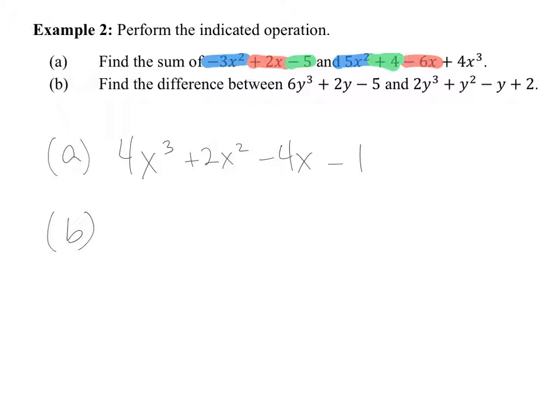But for part B, we need to recognize here that when we subtract an entire polynomial, we need to really think about that as adding the opposite. Remember earlier in the year, what was the definition of subtraction? It was adding the opposite. So we're subtracting an entire polynomial, so we have to negate all of those terms.